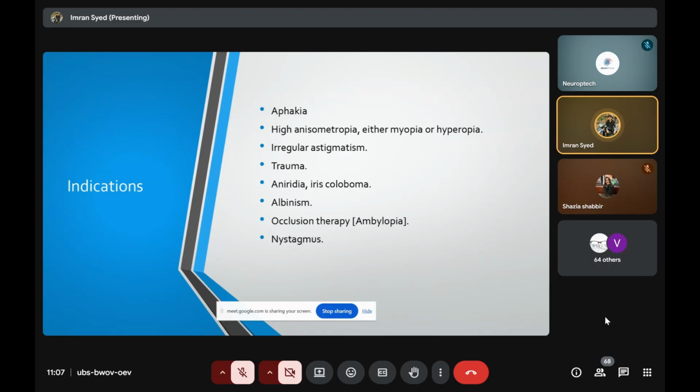The second condition is high anisometropia, as I said earlier. And in cases of irregular astigmatism, in cases of trauma, and in some cases of aniridia or iris coloboma, you can also consider contact lenses. In very rare cases, albinism, you can also give contact lenses, as an occlusion therapy for amblyopia and for nystagmus. So these are the usual conditions in which you can give contact lenses.